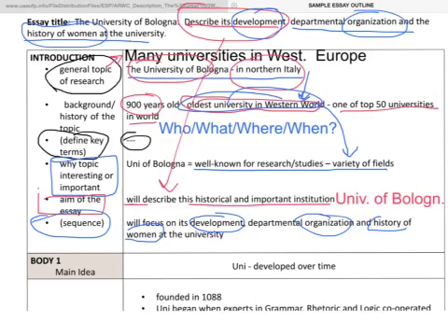So the last two things here, the aim and the sequence, both come from the essay question or essay title. And that is the introduction to the outline for the University of Bologna.